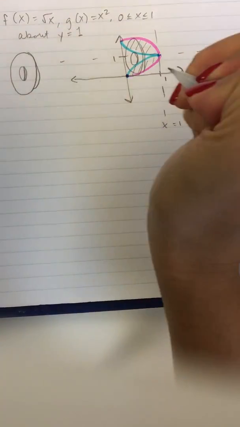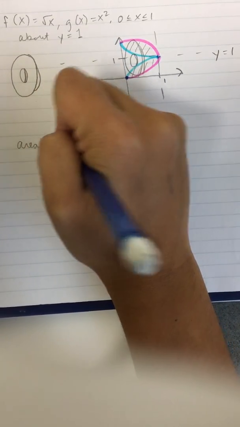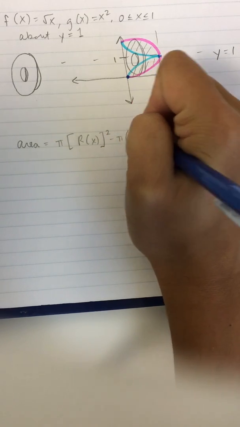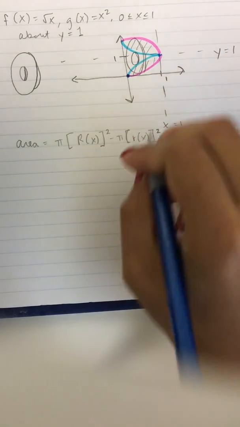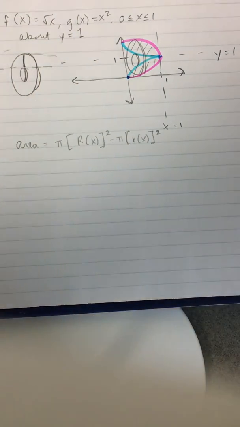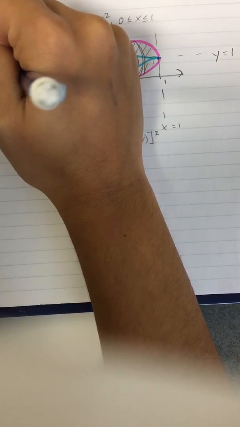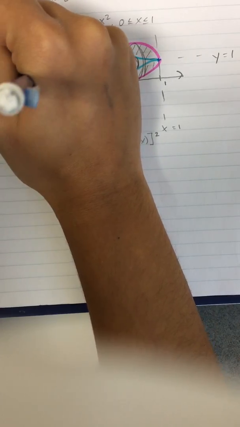So the area formula for a washer equals pi times the outer radius, quantity squared, minus pi times the inner radius, quantity squared. Now, the outer radius would be this distance from here to here, that distance. And the inner radius would be this distance right in here. Hopefully that's dark enough for you to see.